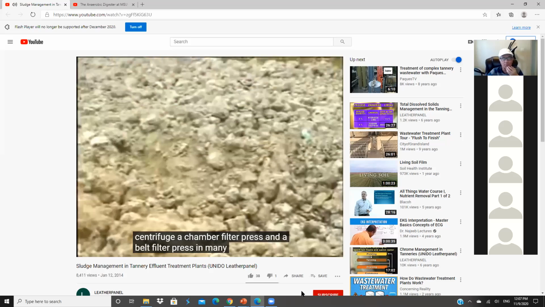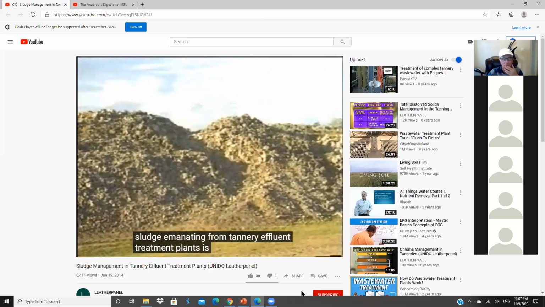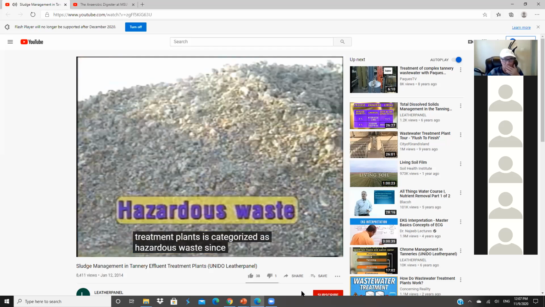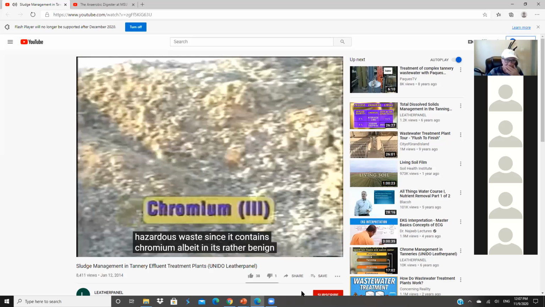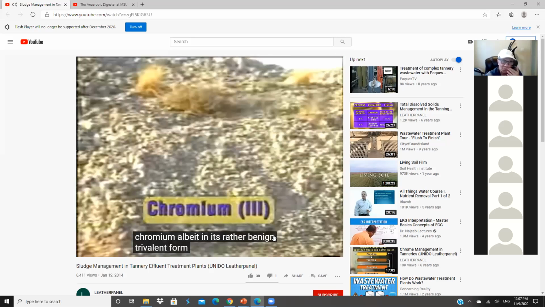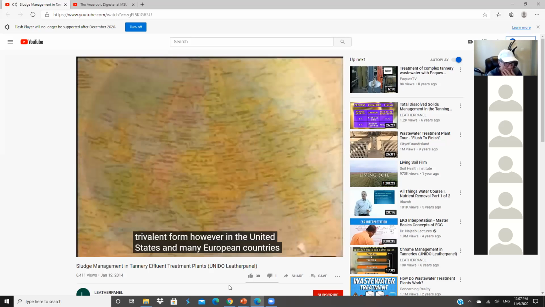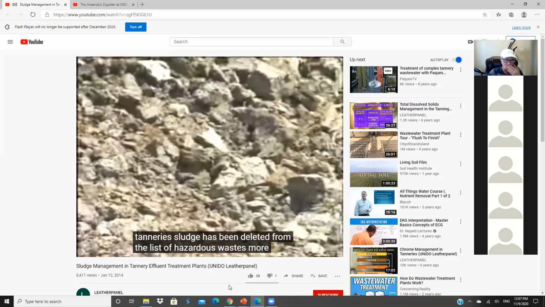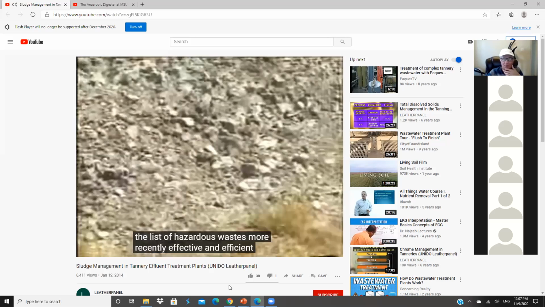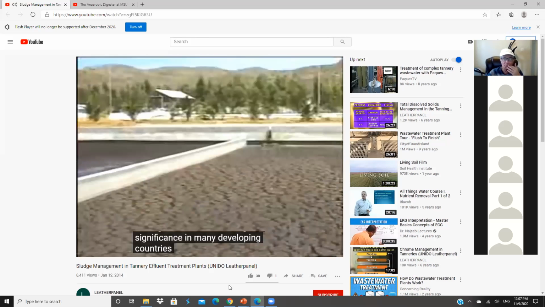In many countries, the sludge emanating from tannery effluent treatment plants is categorized as hazardous waste since it contains chromium, albeit in its rather benign trivalent form. However, in the United States and many European countries, tannery sludge has been deleted from the list of hazardous wastes. More recently, effective and efficient sludge management has taken on great significance in many developing countries in Southeast Asia.